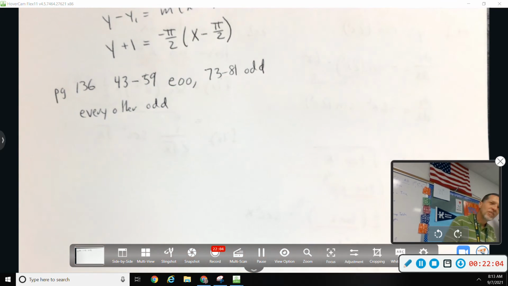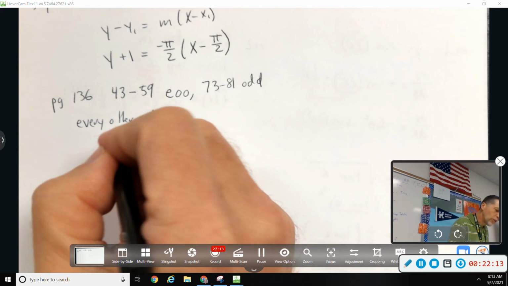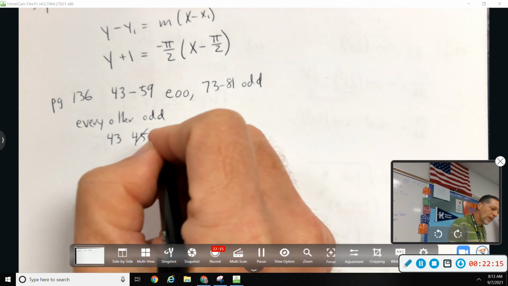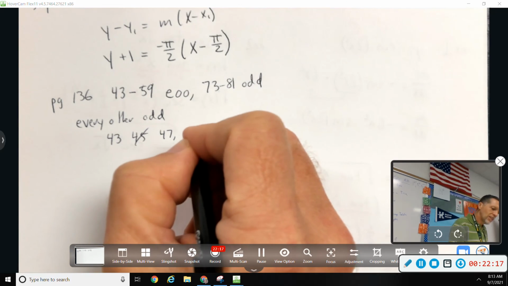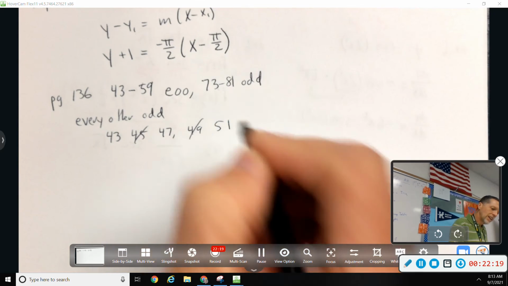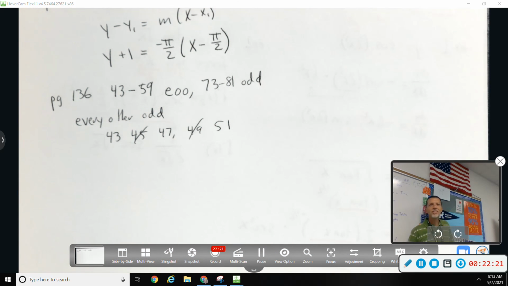So it's a way to cover a bunch of problems without doing all of them and without even doing every other one. So every other odd. So we'll do 43, but we won't do 45. We'll do 47. We won't do 49. We will do 51, and so on. The hardest part about that is keeping up with every other. Because if you miss one, then you end up doing the wrong every others, which really isn't that big a deal because it's still good practice.